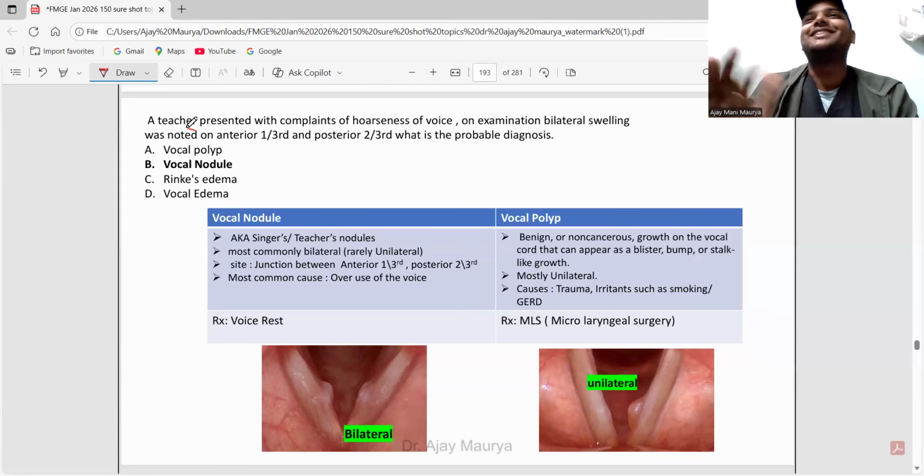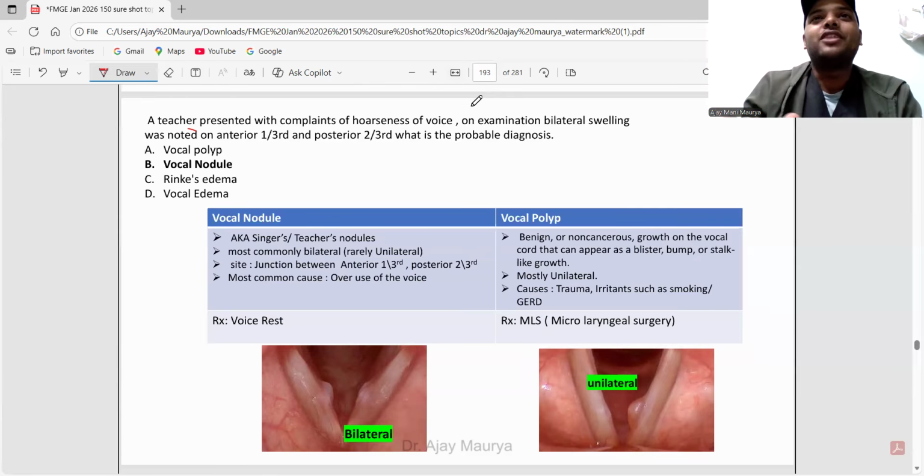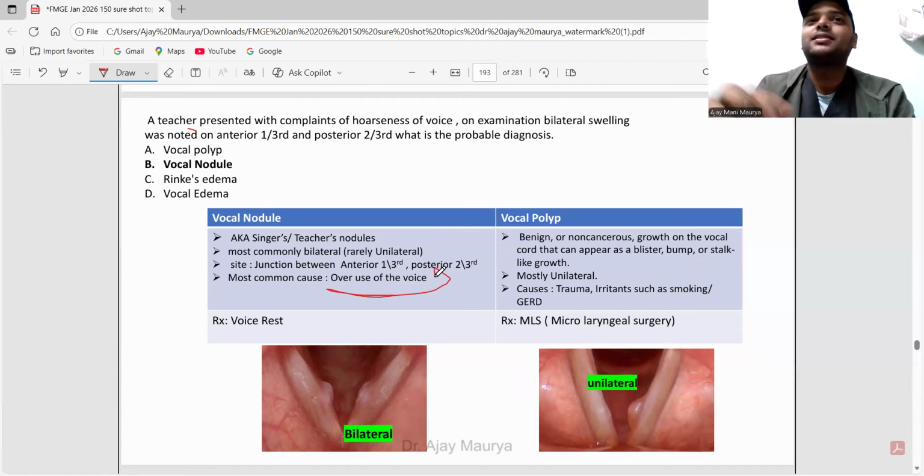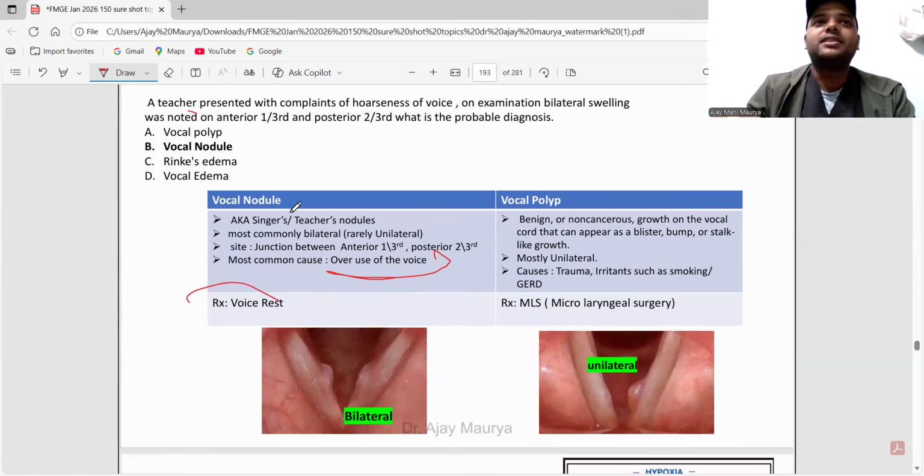Teacher, okay, this is going to your vocal nodule, because the most common cause is the overuse of voice. They're always shouting. That's why they have vocal nodules. What is the treatment? Rest. How are you going to identify? She said nodule, double nodule. There is a double blister-type bump on the vocal cord.